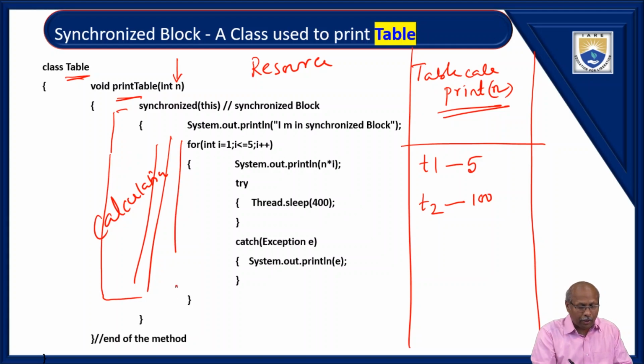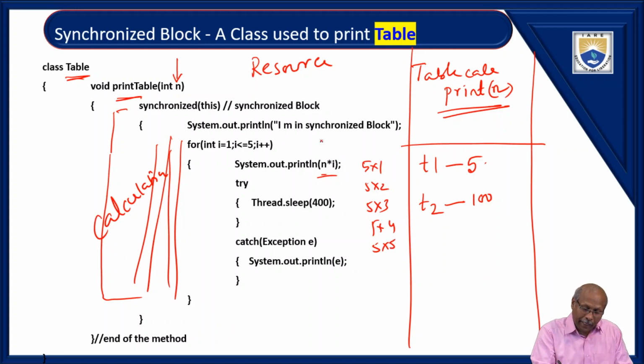There, what I wrote is my logic. What logic? I want to multiply my table from 1 up to 5 with the value n into i. Assume n equals 5. So 5 into 1, 5. 5 into 2, 10. 5 into 3, 15. 5 into 4, 20. 5 into 5, 25. So whatever the value of n I am passing, that corresponding table I want to print.